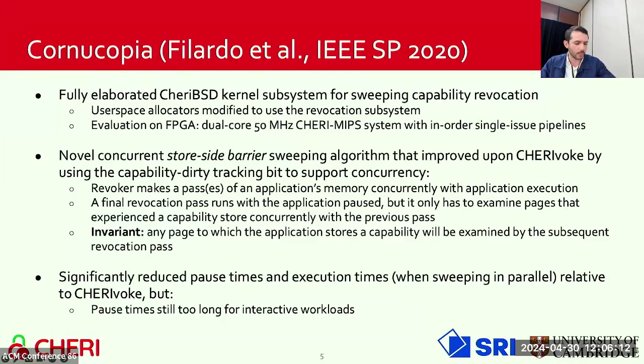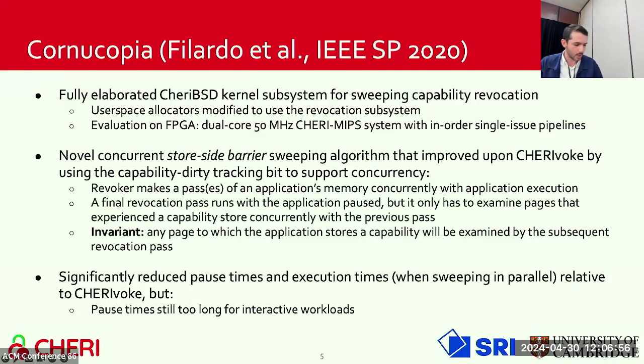So we made improvements by using the capability dirty tracking bits in the PTE that I mentioned before. We improved the algorithm; a rough outline of it is the revoker can make a pass or multiple passes of an application's memory concurrently with execution. And then a final pass will run with the application paused. But the nice thing about this is it only has to examine pages that were observed to experience a capability store concurrently with the previous pass. So the simple invariant in this world is any page to which the application stores a capability will be examined by the subsequent revocation pass. And theoretically, the final revocation pass will be shorter and won't actually have to look at all pages because not all of them will have experienced concurrent stores of capabilities.